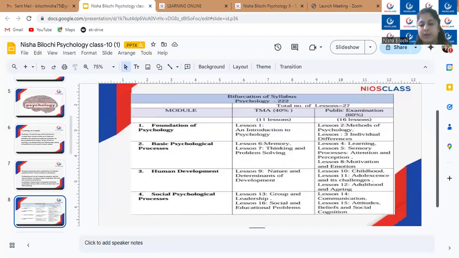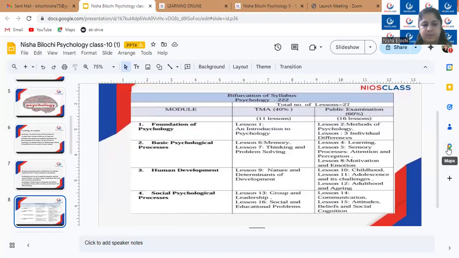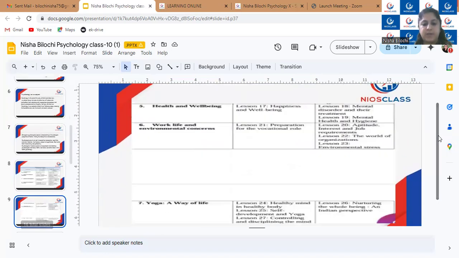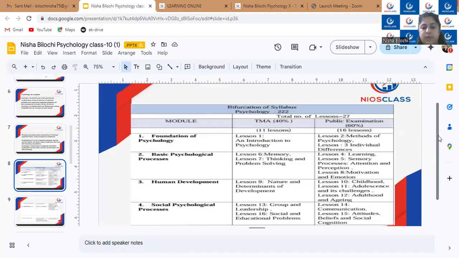This is available on the official website as well, and when you join our batch, I'll be explaining this to you also. All these chapters are there, like methods of psychology. I'm just picking up some random chapters over here. Childhood is there, then we have communication, attitude, social belief, and cognition. Some other chapters are also there. For example, I think most of you will be interested in this one: mental disorder and their treatment, right? Mental health and hygiene, very, very important in today's life. Nurturing the whole being and Indian perspective. So total 11 chapters are there in your TMA, and 16 chapters we complete in our sessions at our institute. And along with that, we assist you in the TMA as well.